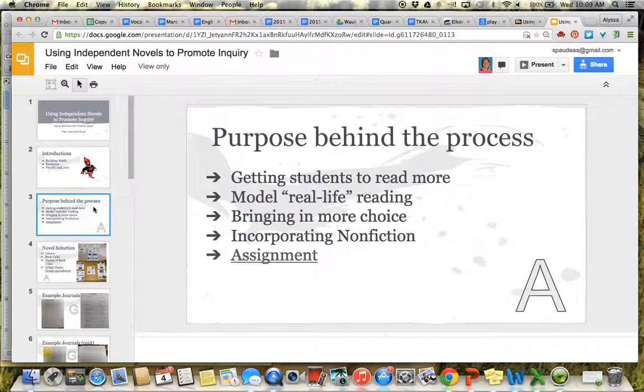The purpose behind the process was we wanted our students to read more. We wanted to model what real life reading looks like, and we also wanted to give our students more choice in their pick. And then lastly, we wanted to make sure that we were incorporating some type of nonfiction into their reading. The assignment sheet is there for you if you want to take a peek at that link. It will take you to the Google Doc that we created for our students.